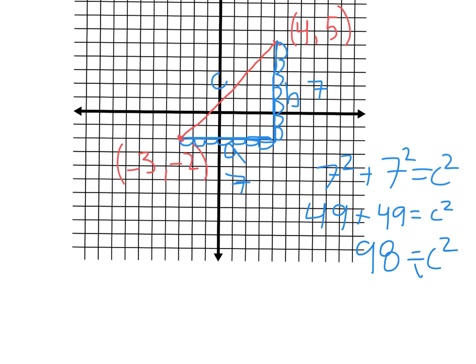And to find C, I can take the square root of both sides, and I get C is equal to the square root of 98. And if I put that into a calculator, I get about 9.9. So I'm going to use the approximately equal sign here. So this line is approximately 9.9 units long. And we found that by using the Pythagorean theorem. We created a right triangle out of this coordinate plane.